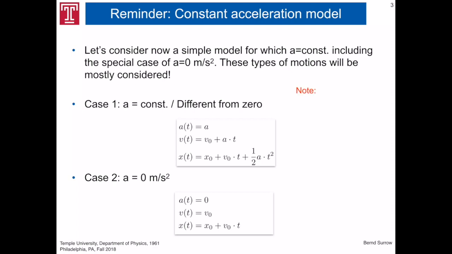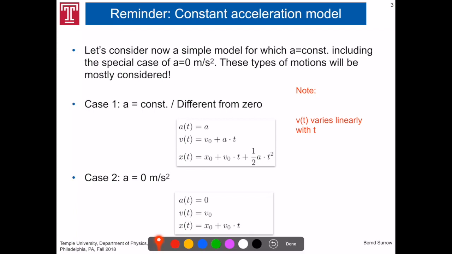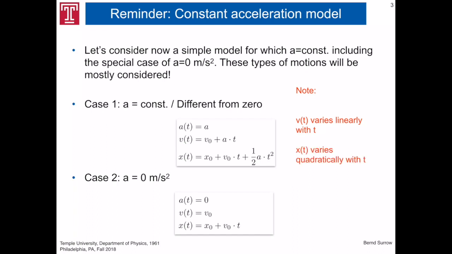So in summary, v of t varies linearly with time for an acceleration equal to a constant, and x of t varies quadratically in time.